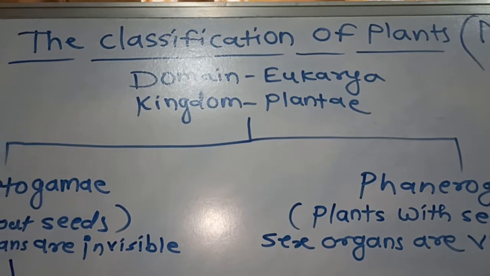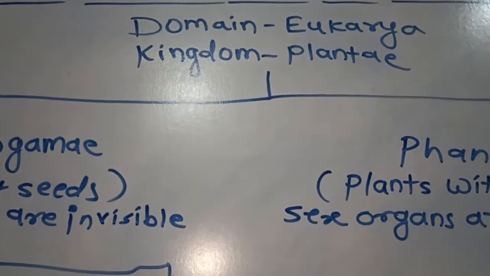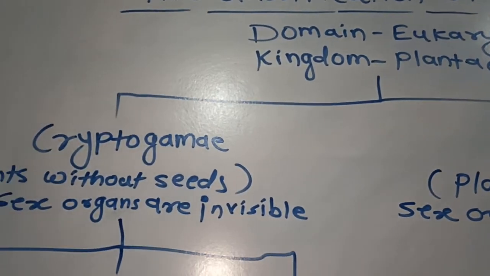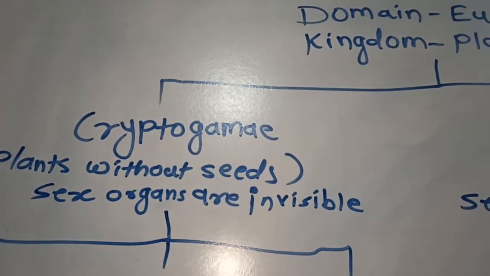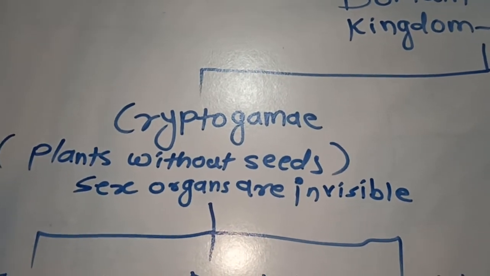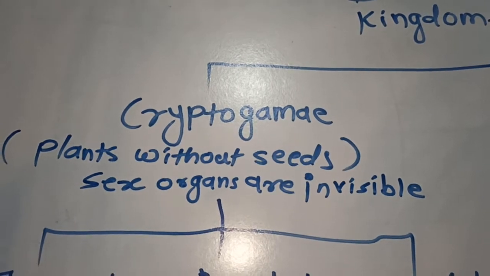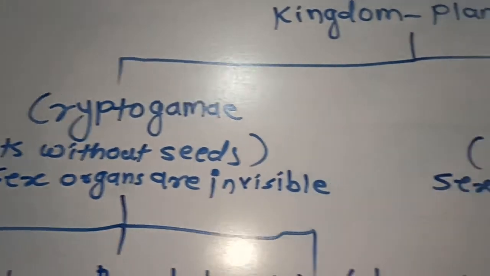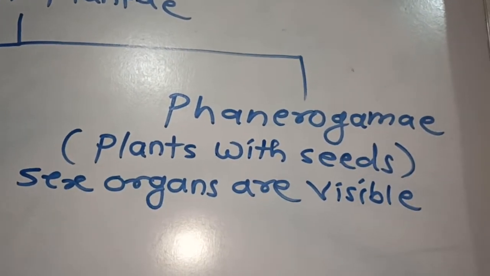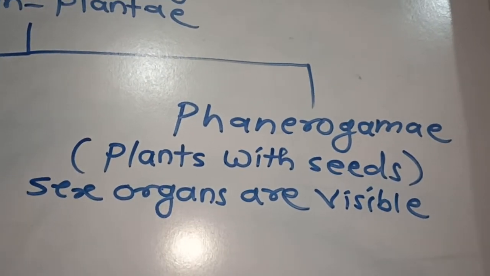So let's see the classification of plants: domain eukarya, kingdom Plantae. This kingdom is divided into two main divisions. The first is cryptogamy, in which there are plants without seeds and the sex organs are invisible, whereas in the second division, phanerogamy, plants are with seeds and the sex organs are visible.